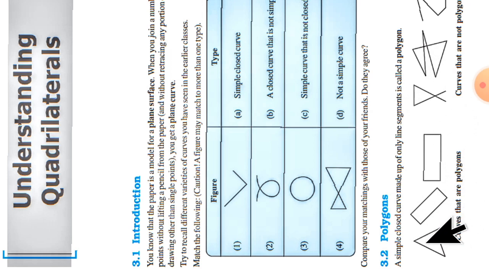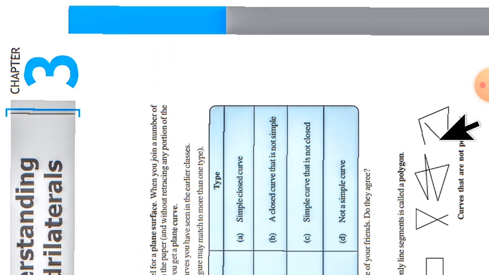Here 4 line segments are joined together, see 1, 2, 3 and 4. Here also 4 line segments are joined together. Here also 4 line segments are joined together. So these curves are polygons. But these curves are not polygons because in this the line segments are joined but they are not completely joined. Here it is open, so these are not polygons.